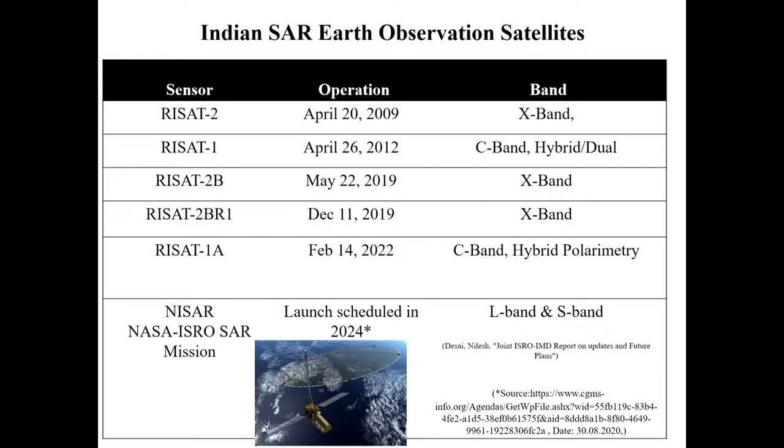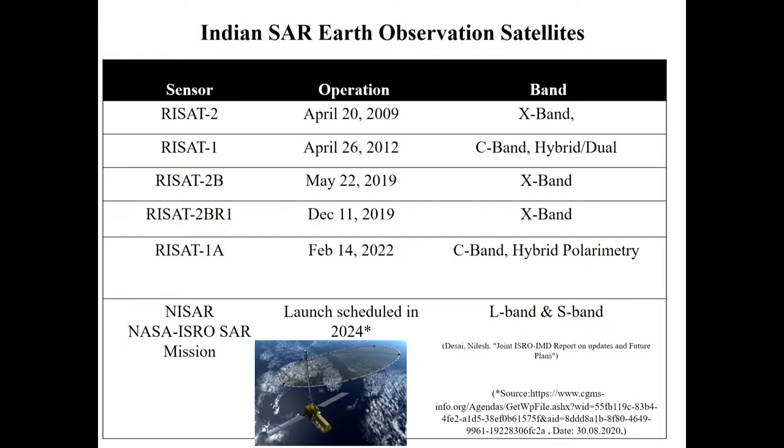And RISAT-2B was launched on 22nd May 2019 in X band. RISAT-2BR1 was launched on 11th December 2019, again in X band. RISAT-1A was recently launched on 14th Feb 2022. This is again a satellite providing the data set in C band, and this is the first satellite in the world which is successfully providing the data set in hybrid polarimetry as well as full polarimetry. In hybrid polarimetry, the name is given hybrid because it uses linear polarization and circular polarization both to do the imaging.